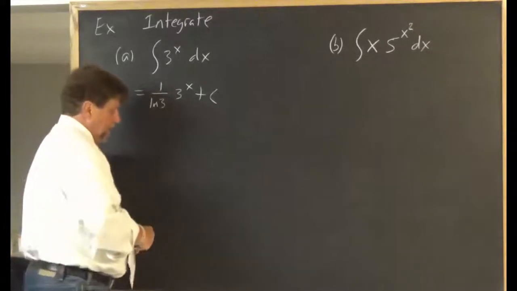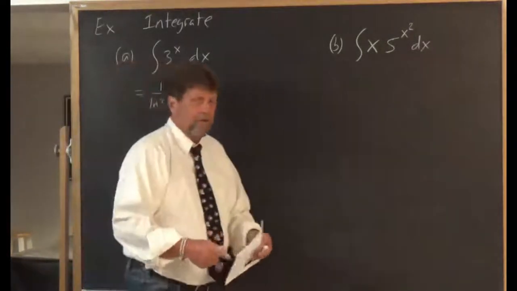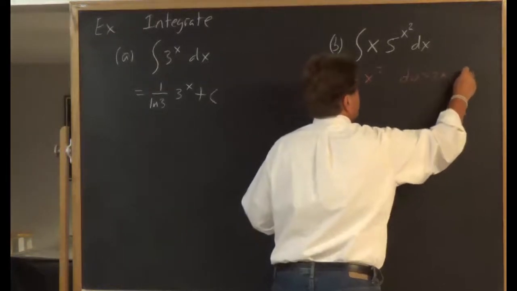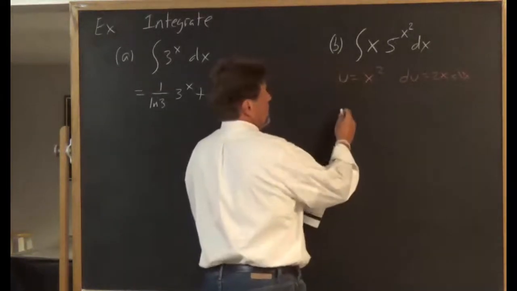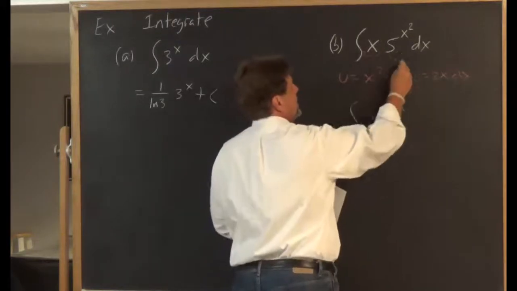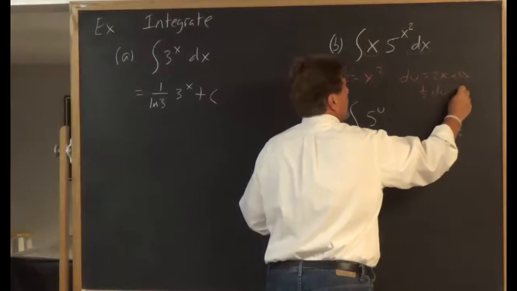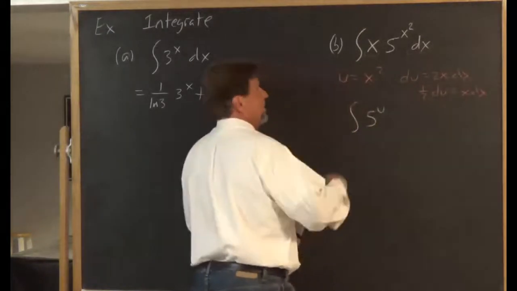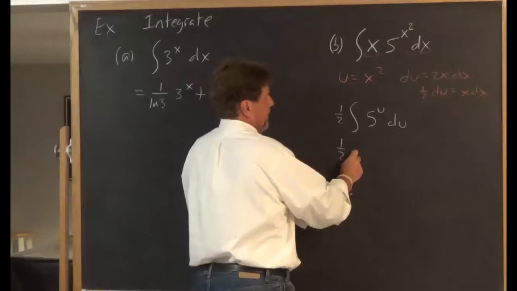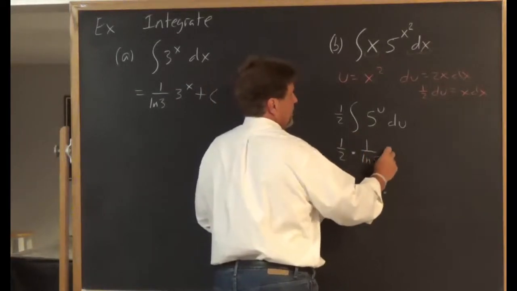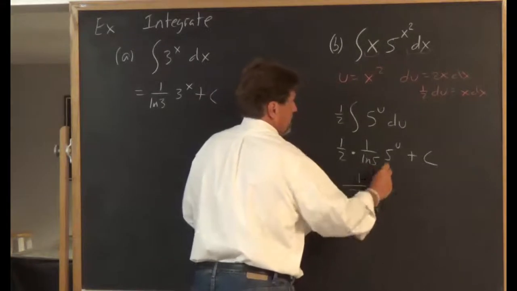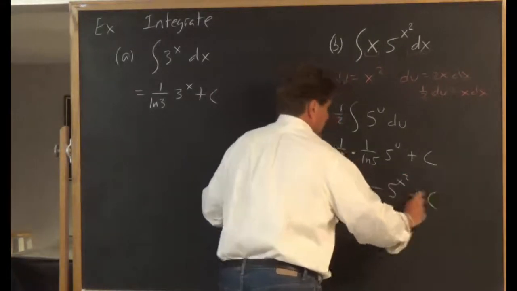Part B, we have to do a u-substitution. We have to let u equal x squared. du is 2x dx. So when we substitute in, we get a 5 to the u. Now we still need to take care of the x dx. 1/2 du is x dx. So we substitute in the 1/2 du, rip the 1/2 out front. The antiderivative of 5 to the u is just 1 over the natural log 5 times 5 to the u plus c. And resubstitute. And that is it.